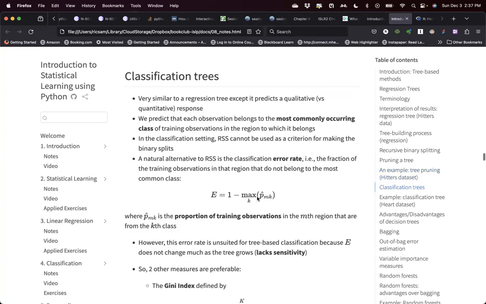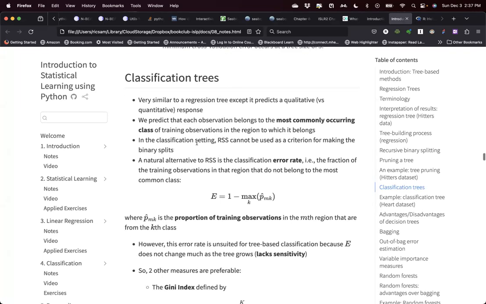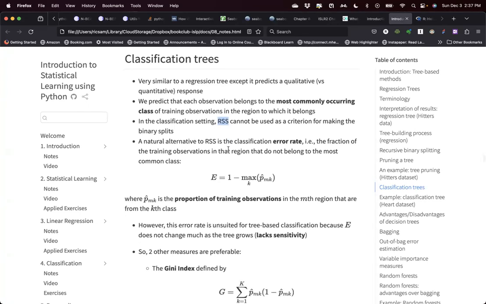So for classification, we were doing regression. Now let's jump to classification. Very similar. The only difference is that instead of a continuous variable as a response, we're going to have a categorical, a qualitative response. So we predict that each observation belongs to the most commonly occurring class of training observations in the region to which it belongs. In the classification setting, the residual sum of squares is not going to be useful to us because it's a label. So we have to use other methods.